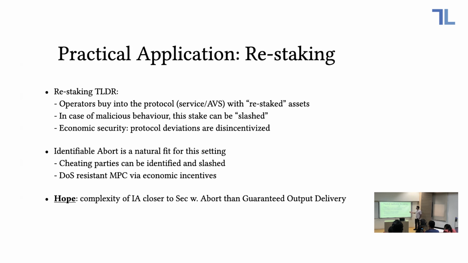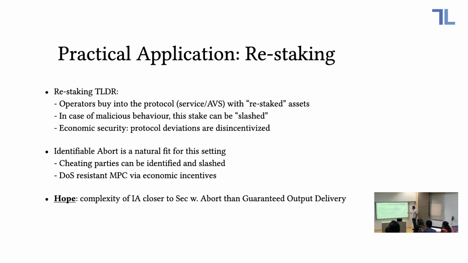And in case it's detected that they've deviated from this protocol, then whatever stake or assets they've pledged are taken away from them. The technical term is slashing. And this gives some notion of economic security, in that parties are now disincentivized from deviating from the protocol. And I claim that identifiable abort is a natural fit for this setting, because if the protocol itself tells you who exactly cheated, then this can naturally be plugged into these disincentive mechanisms. And so this gives, in some sense, a heuristic way of getting guaranteed output.